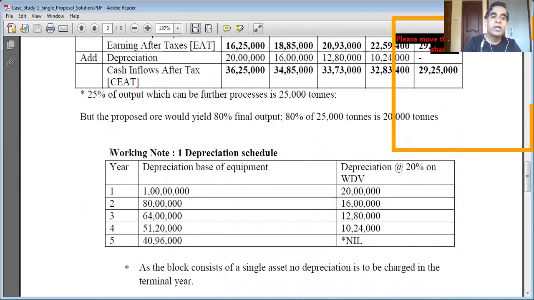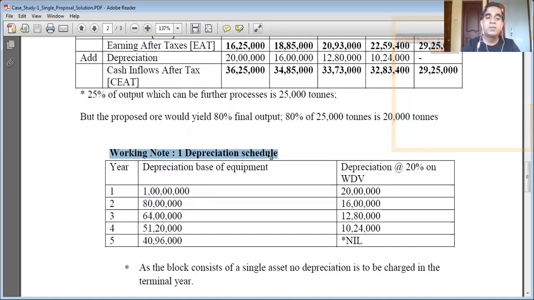Okay, then, so working note 1, depreciation schedule. In the case, it is provided that the new equipment will be depreciated at the rate of 20% on reducing balance method or written down value method. So what is the reducing balance method or written down value method of depreciation? Here it is illustrated, so please pay attention.